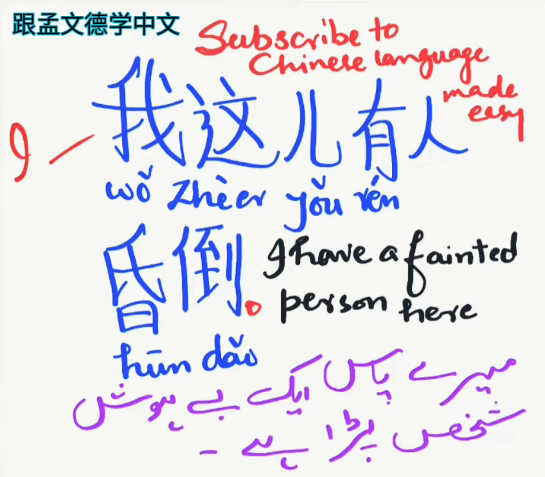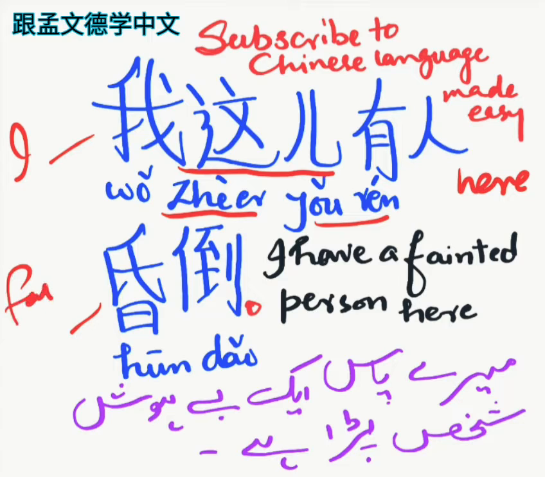我这儿有人昏倒，昏倒。我 means I. Here it is I. And this word, 我这儿, means here. 有人, have a person. 昏倒, unconscious, fainted, someone who's unconscious, someone who's fainted.